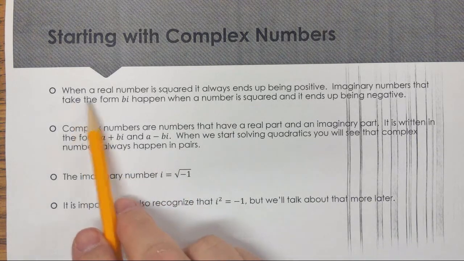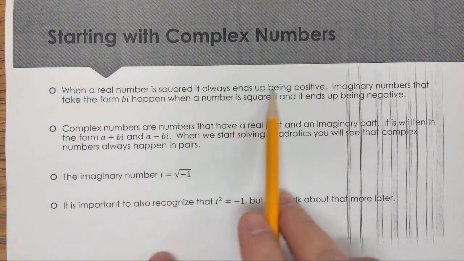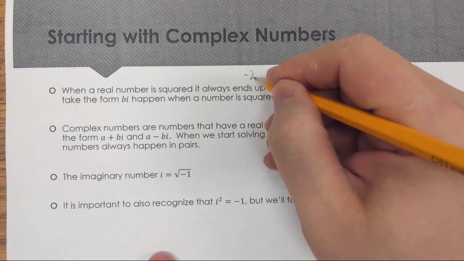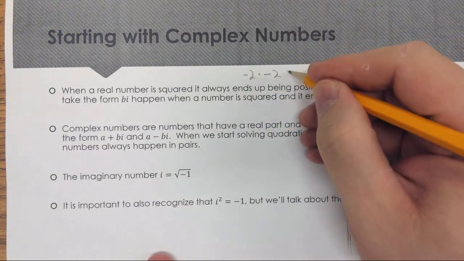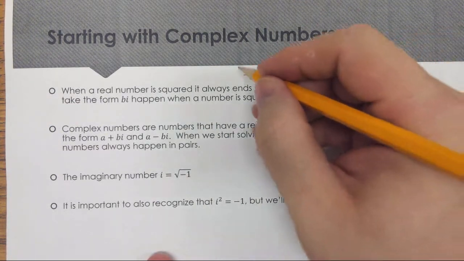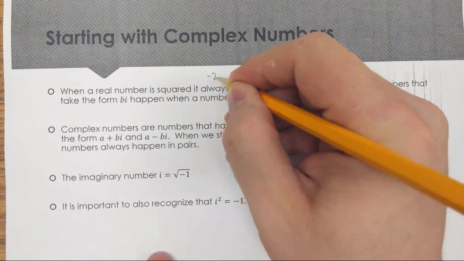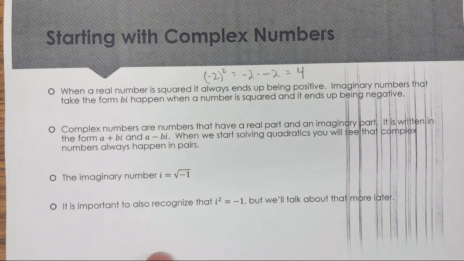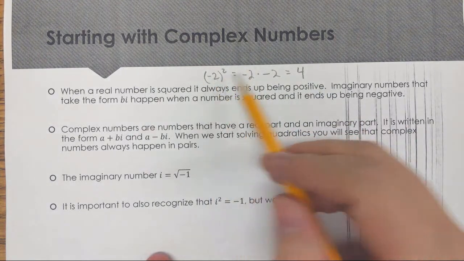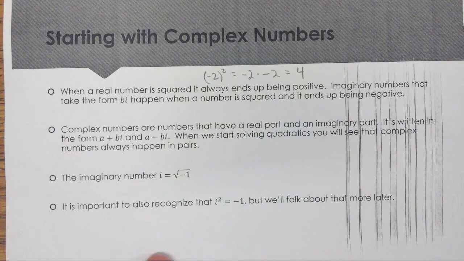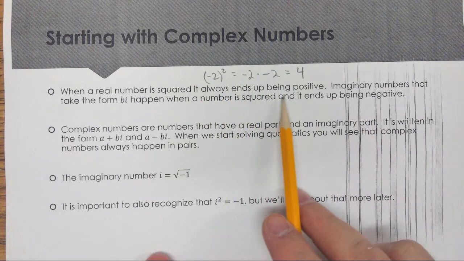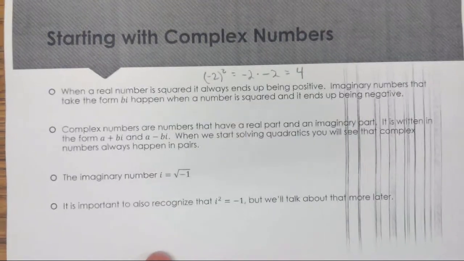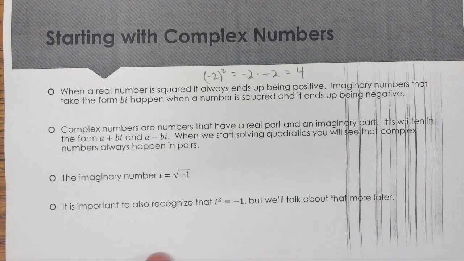When a real number is squared, it always ends up being positive. Like if I've got negative 2 times negative 2, that's going to be a positive 4. This is the same as negative 2 quantity squared. Remember, when we square, it's the same number being multiplied by itself twice. A negative and a negative is a positive, and a positive and a positive is a positive, always positive.